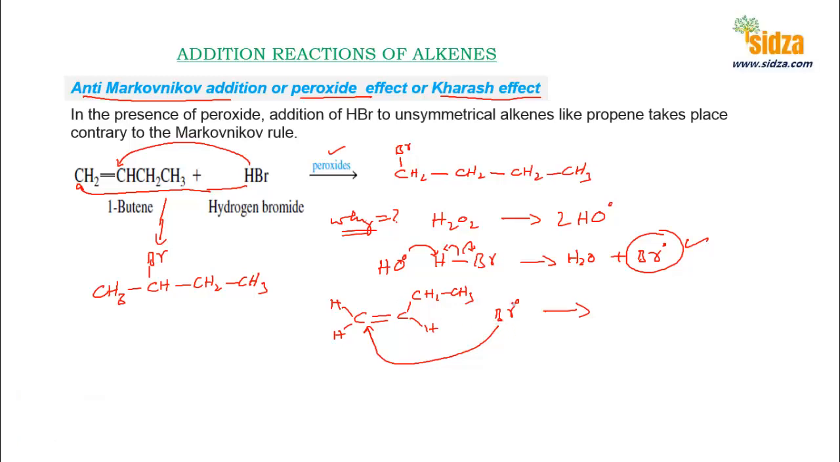Now, if this Br free radical attacks this carbon, a free radical will be generated here, which is primary, and we know the order of stability of free radicals. Tertiary is more stable than secondary, than primary, right? Tertiary free radical is more stable. So when this Br free radical attacks this carbon, you get a free radical here, correct?